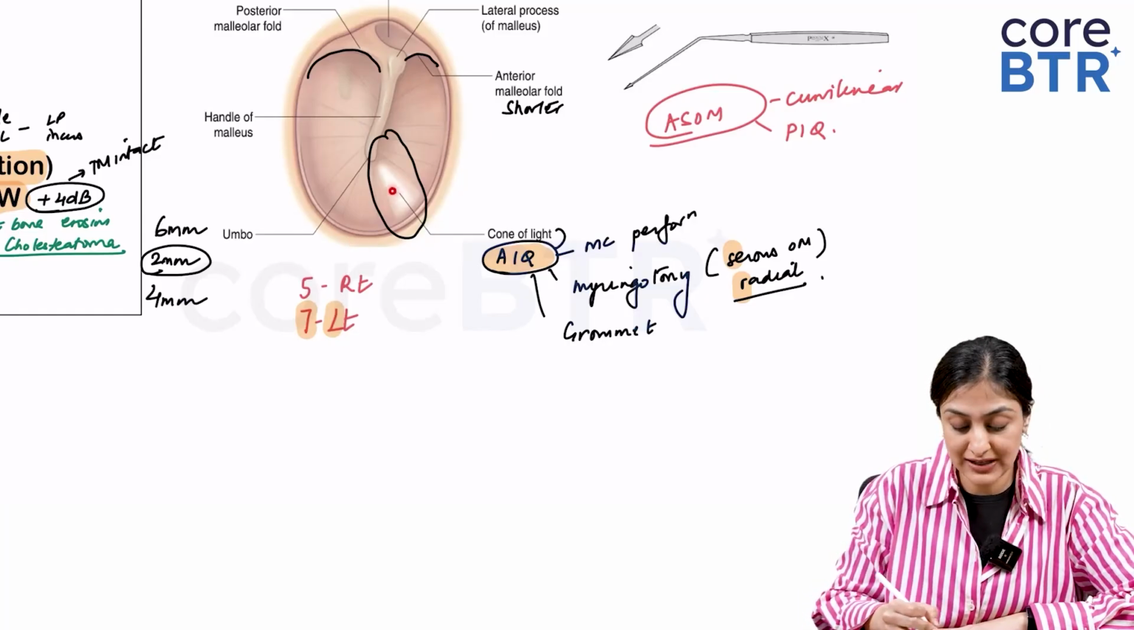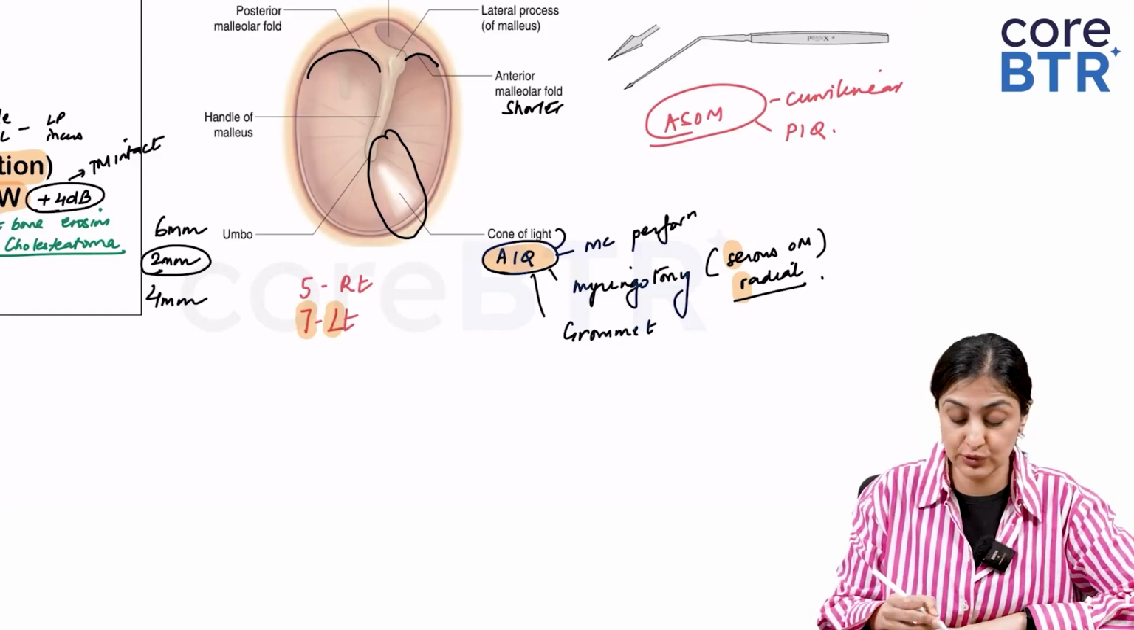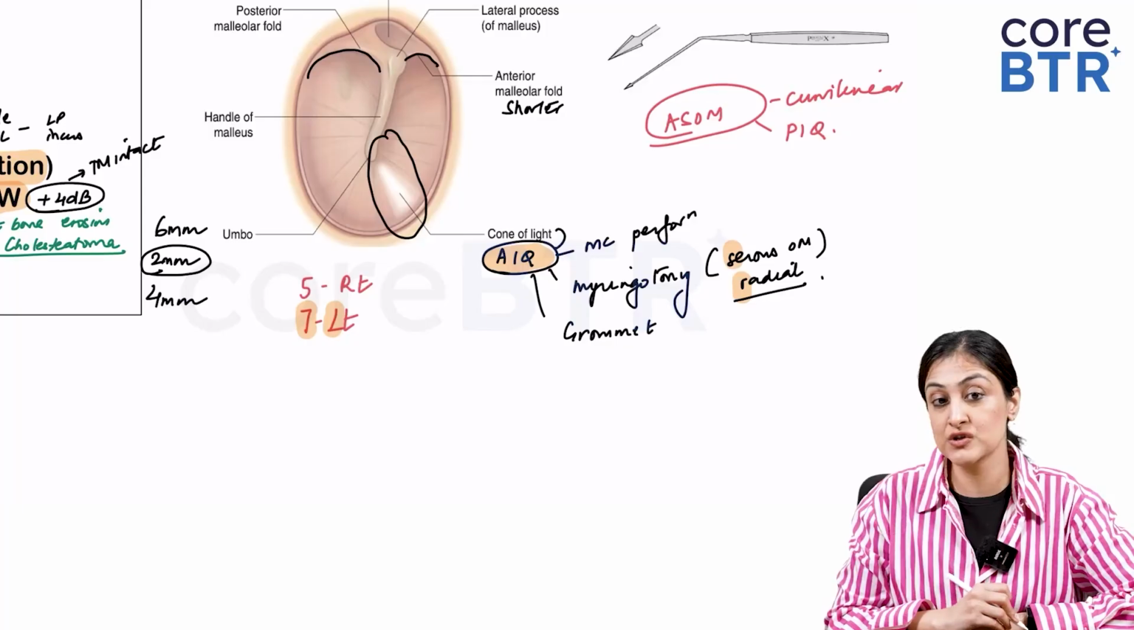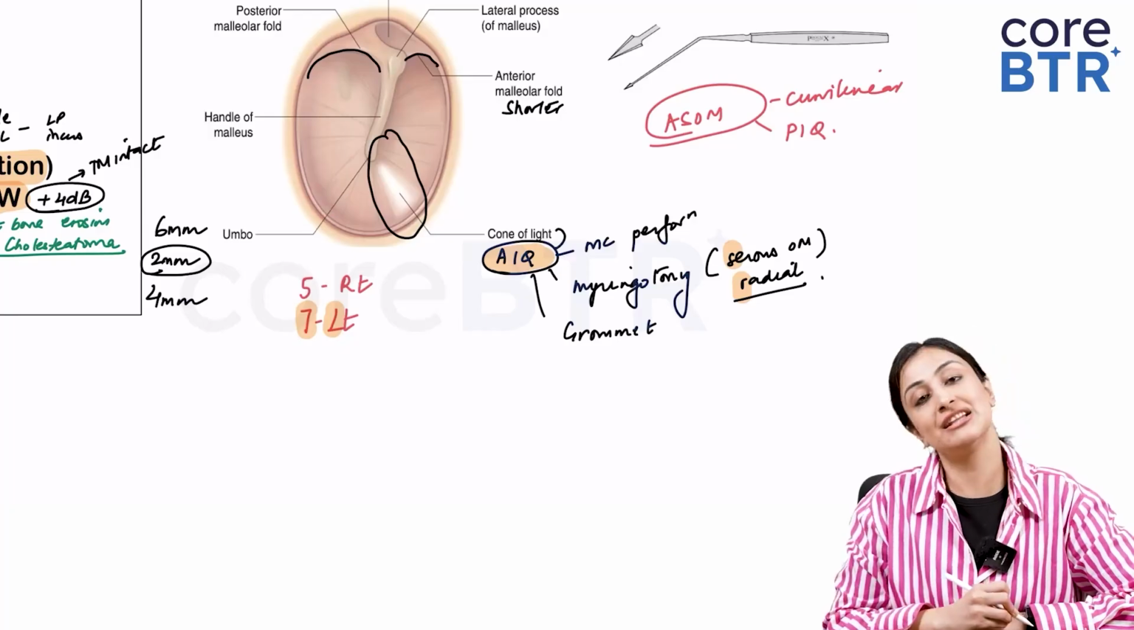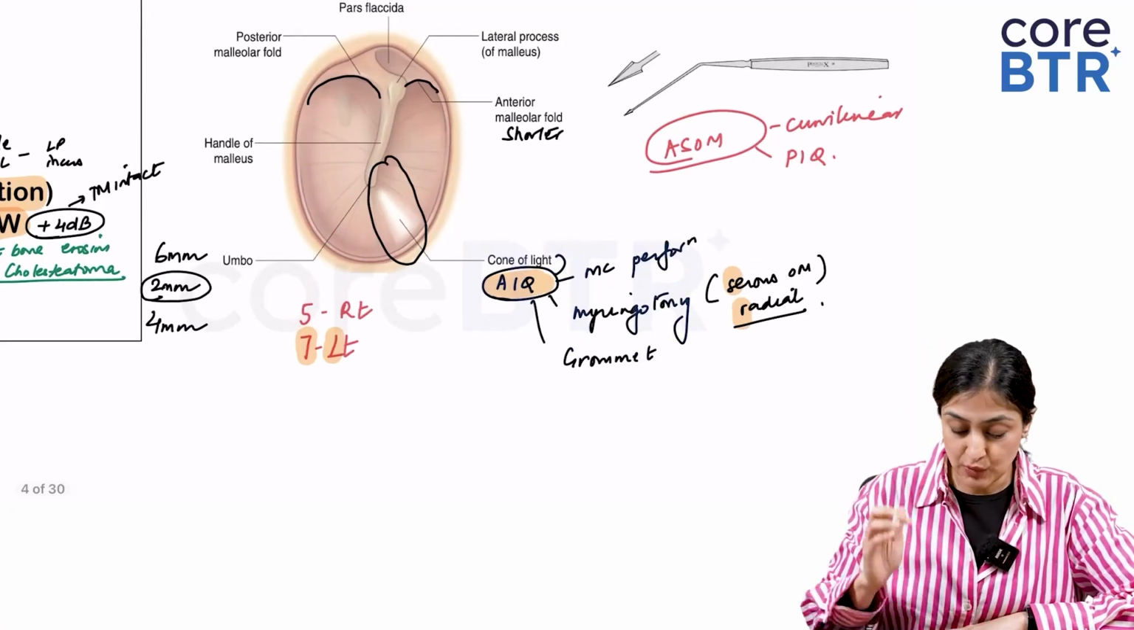So here you can visualize the clock. This is 5 o'clock, right? So 12, 3, 6, 9, all of you know that. So this is 5 o'clock, so this is the figure of the right ear. If it is here, it means it is the left ear. Have you understood?